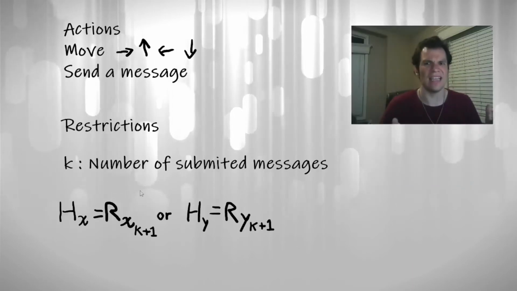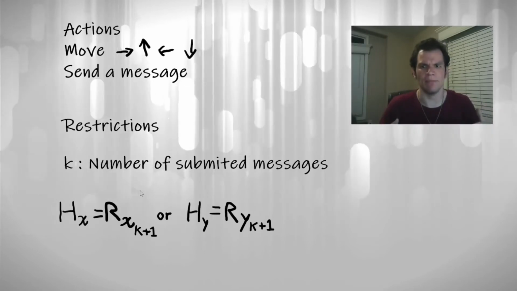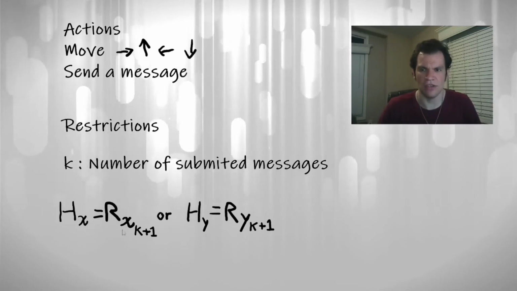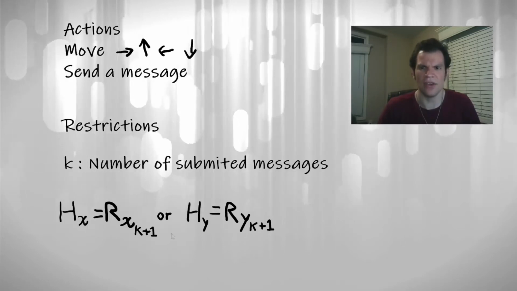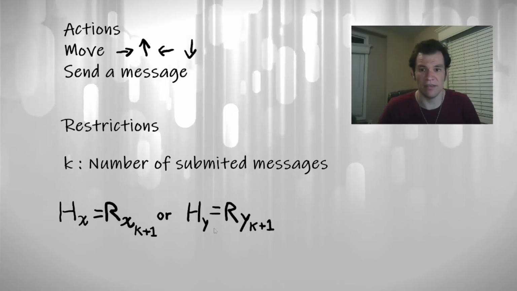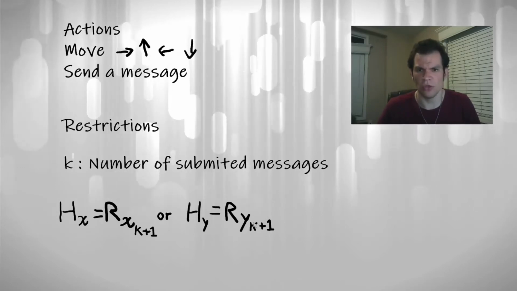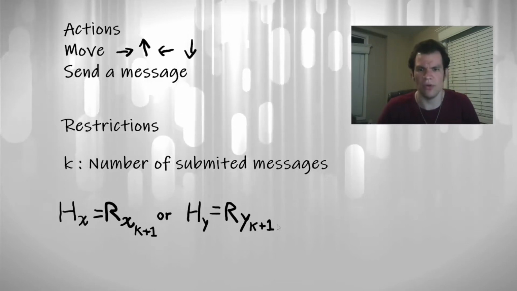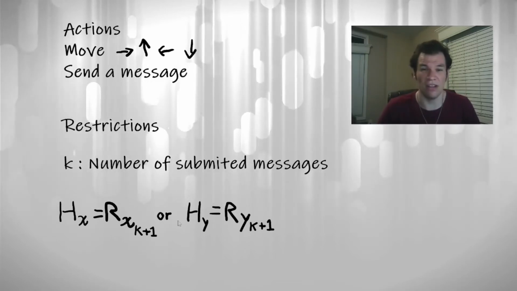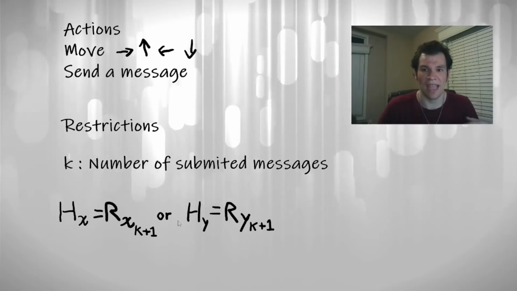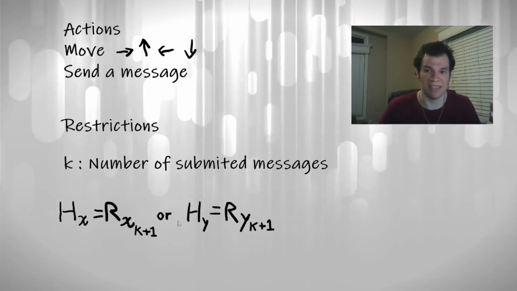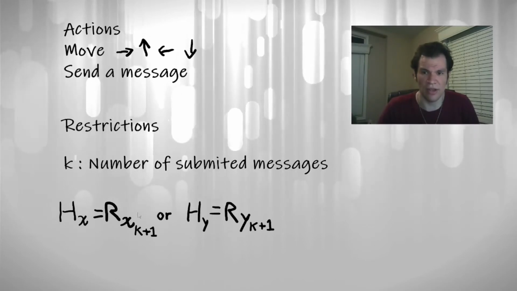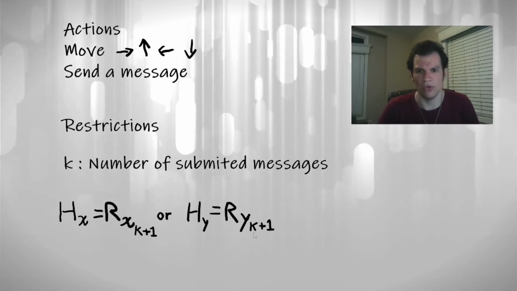If K is the number of submitted messages, then Hermes' X position should be this, or Hermes' Y position should be this. If neither of these two equalities holds, then Hermes cannot send the message. He needs to move in X to here or in Y to here.